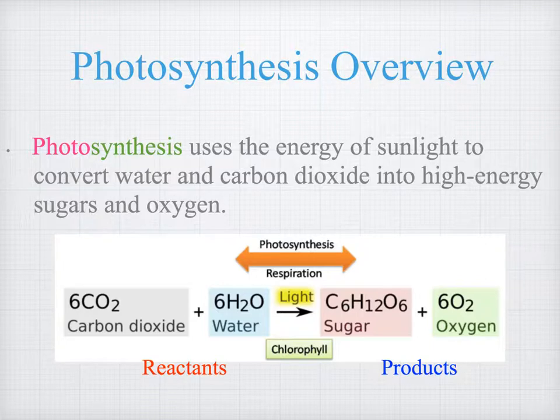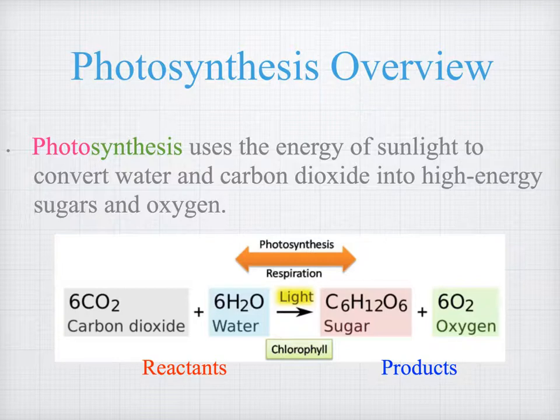So we have 6 molecules of carbon dioxide combined with 6 molecules of water, light being shined on there, and chlorophyll. Both of those things are kind of serving as catalysts for this equation. And what you're going to produce is sugar and oxygen. C6H12O6, that's a monosaccharide. It is glucose or fructose, and it is a sugar as well. And those are the byproducts.